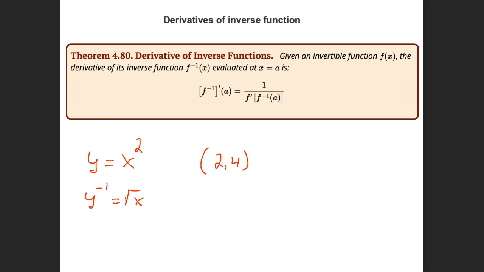I could find the inverse's derivative at any point because I could take the derivative here. The square root of x is x to the 1/2, so the derivative would be 1/2 x to the negative 1/2. So the derivative of the inverse function is just 1 over 2 times the square root of x. If I plug 4 in here, the square root of 4 is 2, so that gives me 1/4.